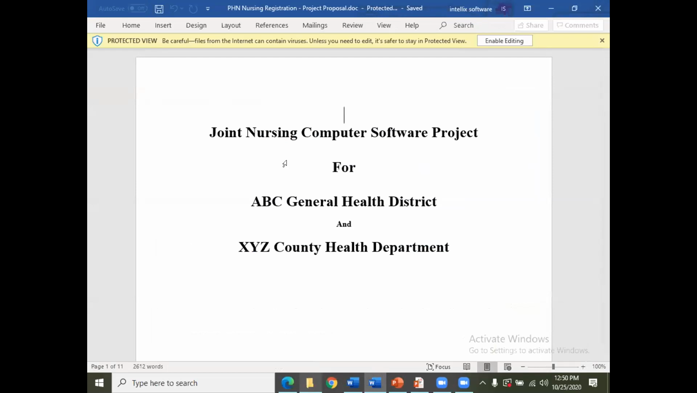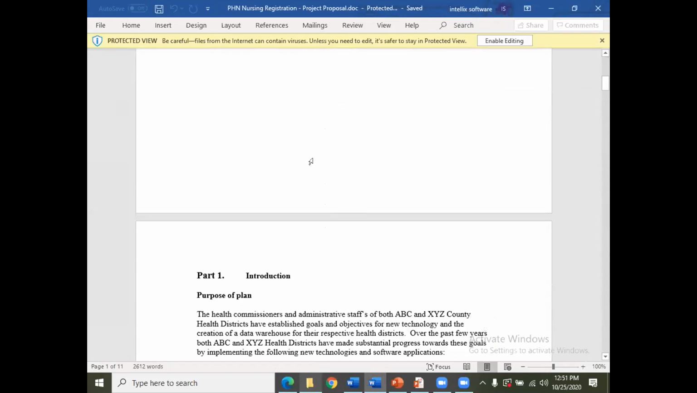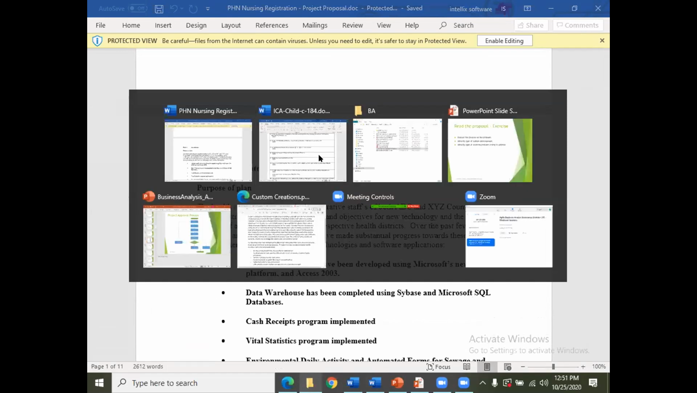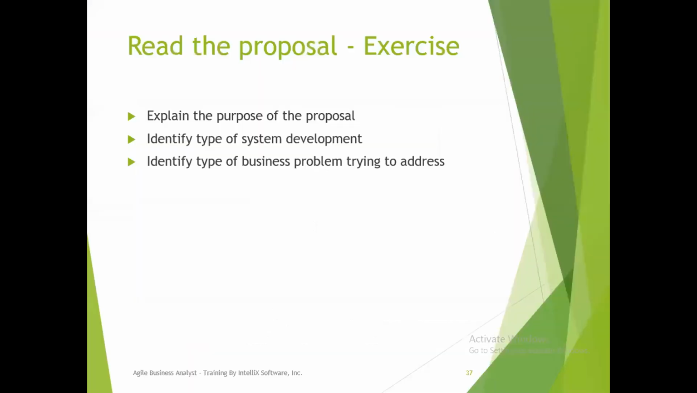Then take out the first page, which is the description that we just saw. Go to the next page. That's what this is about. This is a joint nursing computer software project. Your homework is to read through this and start understanding what it means. I want you to explain the purpose of that proposal. Tell me, what is it talking about? What is the purpose of that proposal?